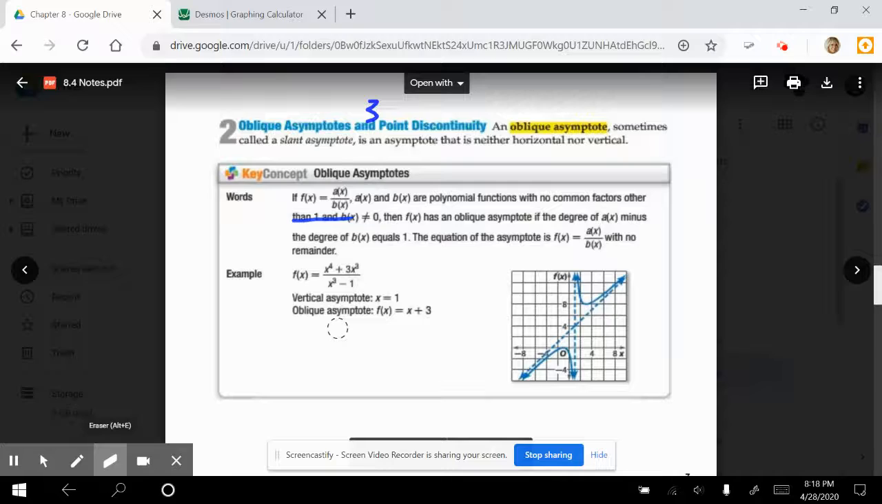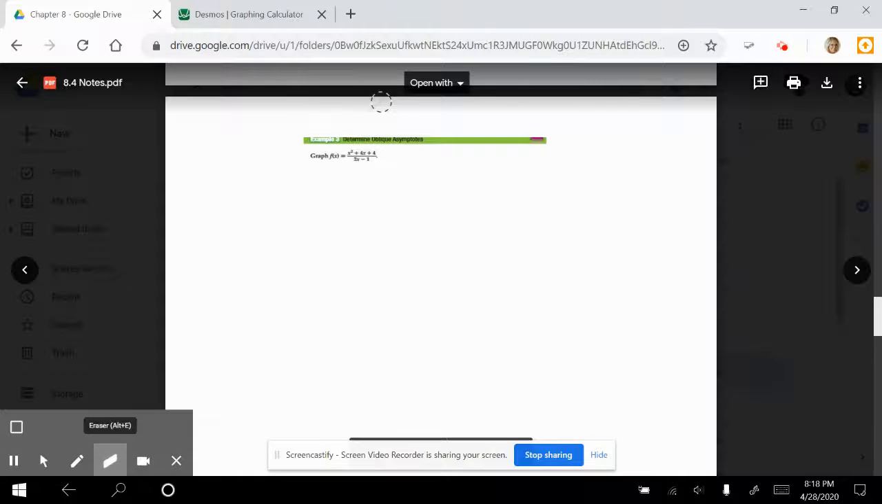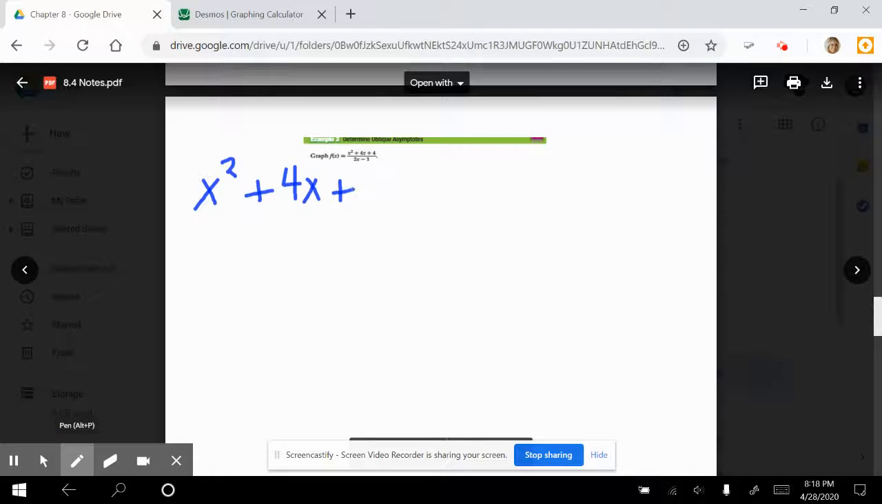Right? It's x plus 3. Now, how do you get x plus 3? Well, we're going to look at an example right now. Now, this function's written really small, but this is what it says: x squared plus 4x plus 4, all over 2x minus 1.